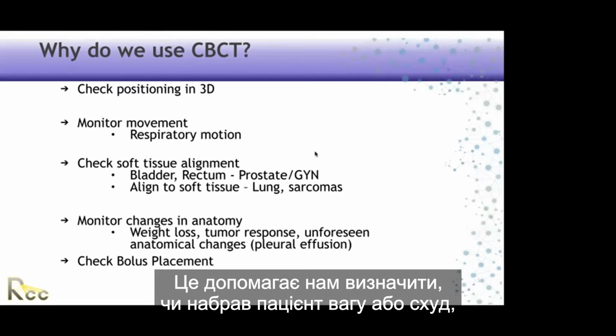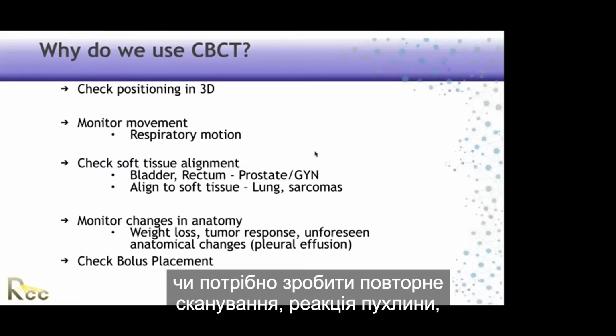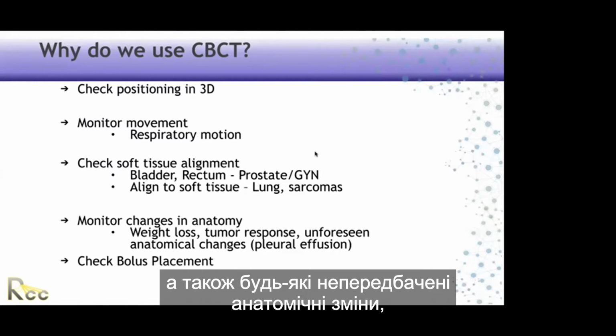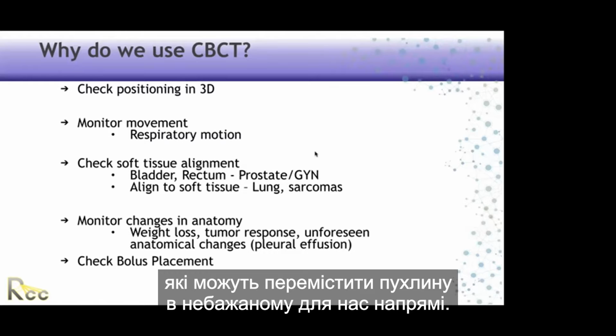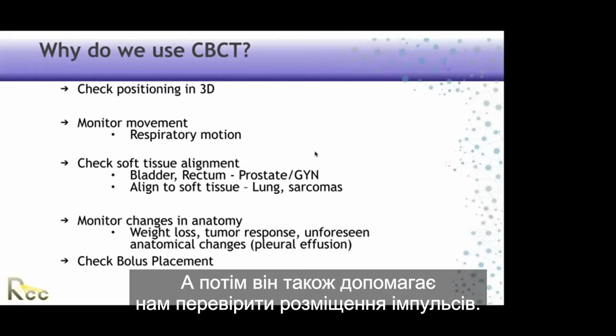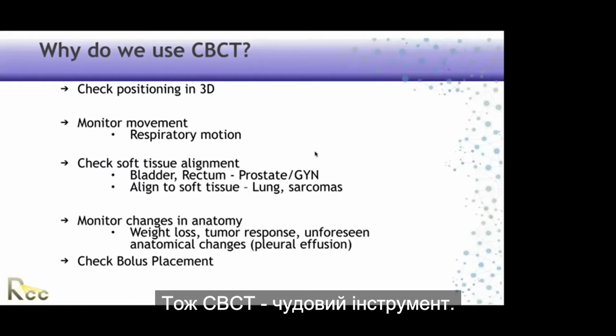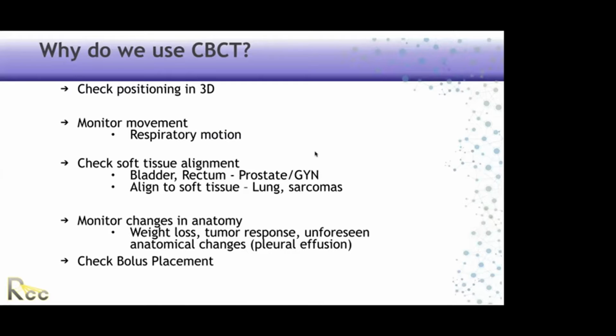It helps us determine if the patient has gained weight or lost weight, and if we need to rescan them, tumor response, and then any unforeseen anatomical changes, such as a collapsed lung or a pleural effusion that might move the tumor in a direction that we don't want it to. And then it also helps us check bolus placement. So the cone beam is a great tool. I really like it.